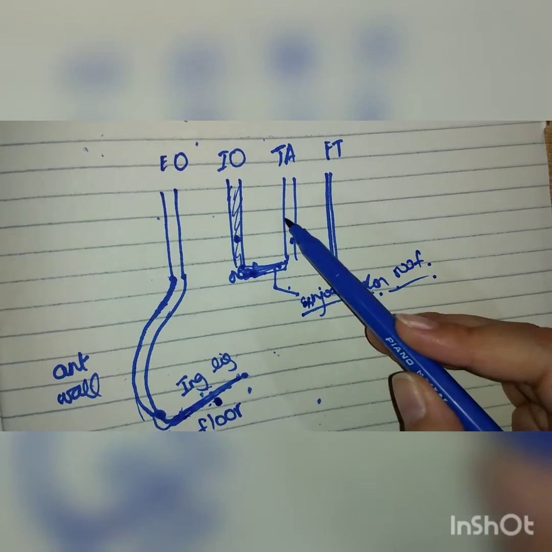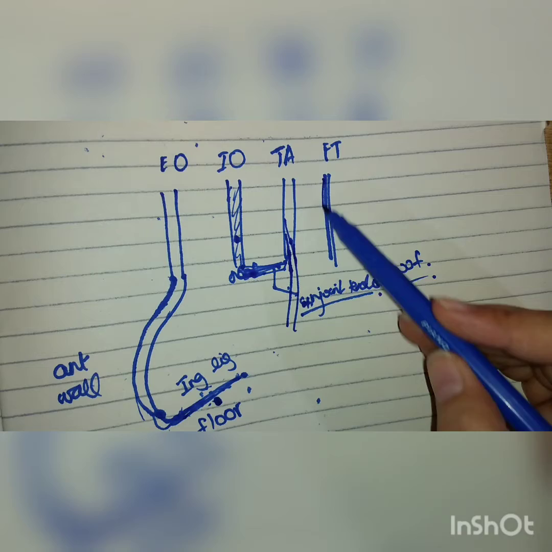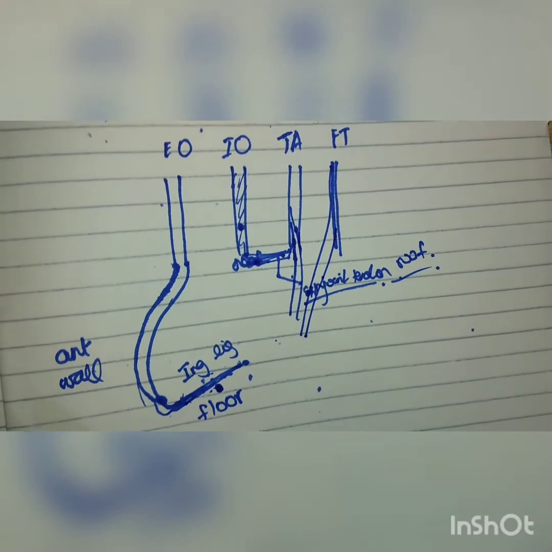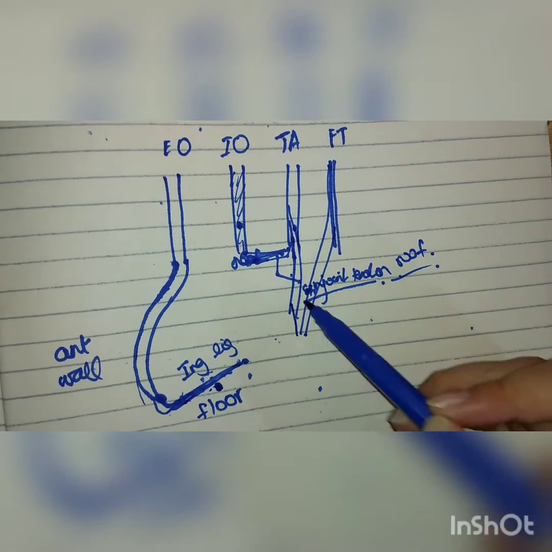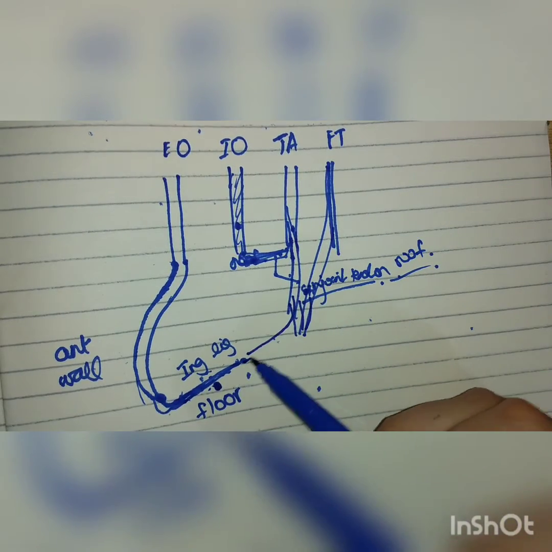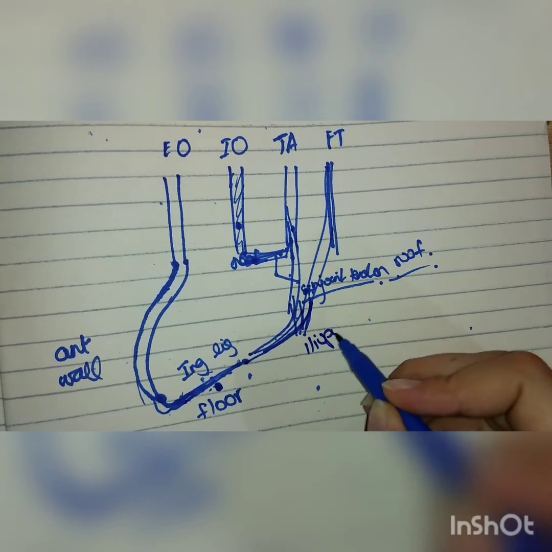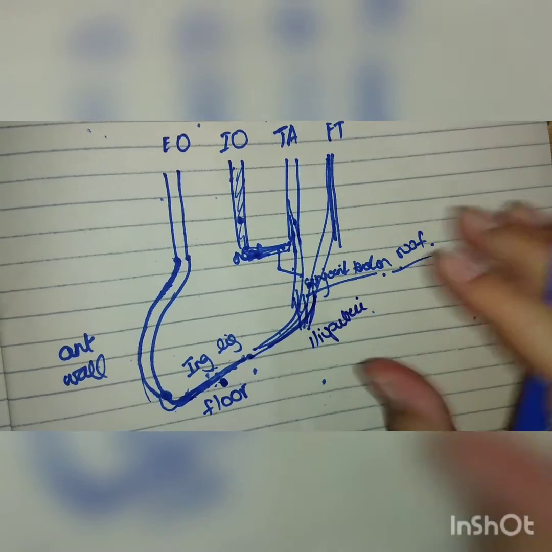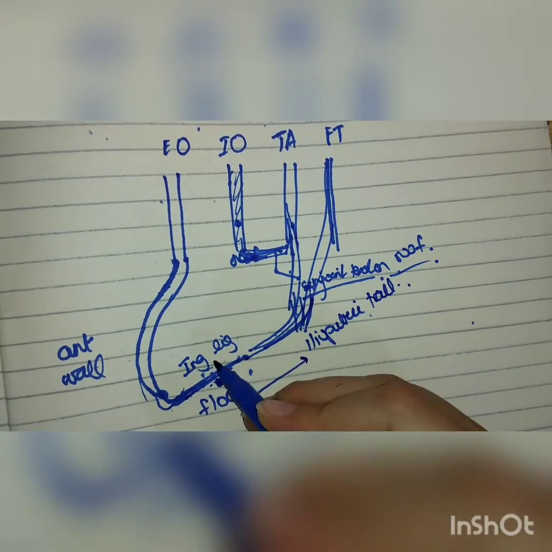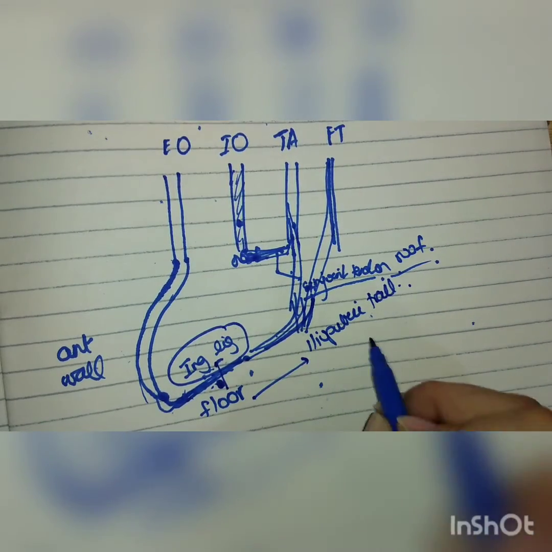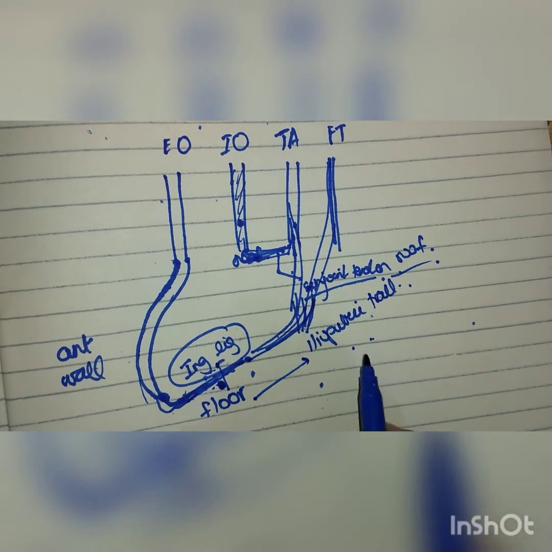Now they also extend down. The transverse abdominis muscle extends down, and the fascia transversalis also extends down along with it. As they extend down and fuse with each other, they form a tract known as the iliopubic tract, and it forms the posterior aspect of some part of the floor. So the floor is mainly formed by the inguinal ligament, but also some part by the iliopubic tract, which is formed by the fusion of the transverse abdominis and the fascia transversalis.